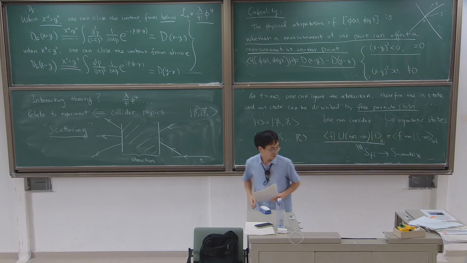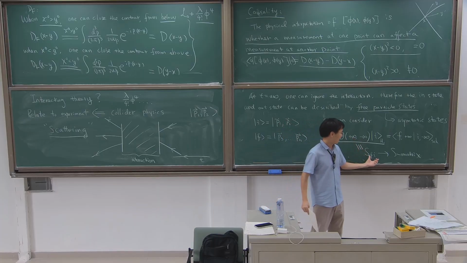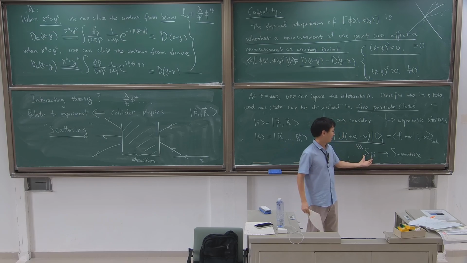The U operator is, of course, in general very complicated. But no matter how complicated it is, if you know it, if it's well defined, I can make use of this definition as my so-called S matrix. The S matrix is defined in this way.